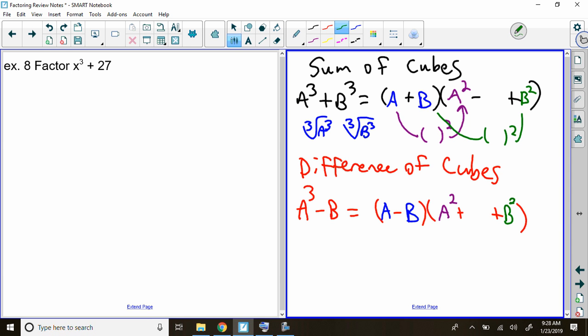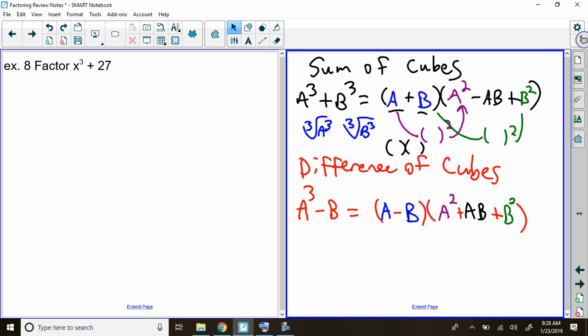What goes in the middle is kind of weird. What goes in the middle, I'm going to take this a and this b. I'm going to take the a times the b, and I get an ab in the middle there. And that's it. That's the pattern. It works. Trust it. Try to apply it. See if you can figure it out.